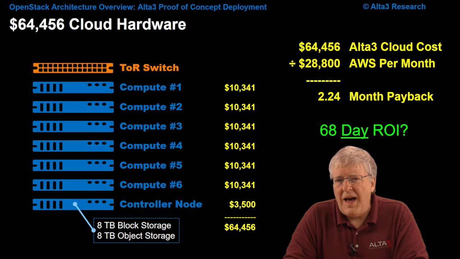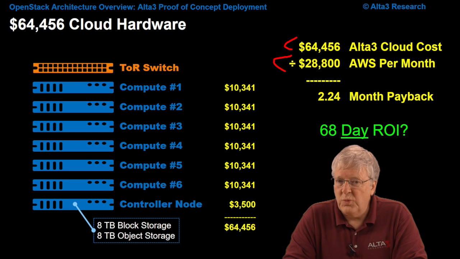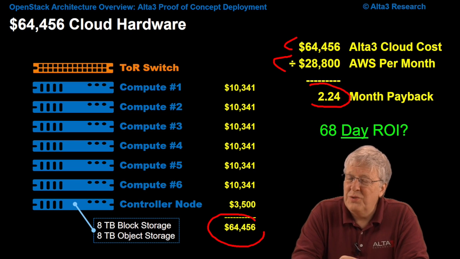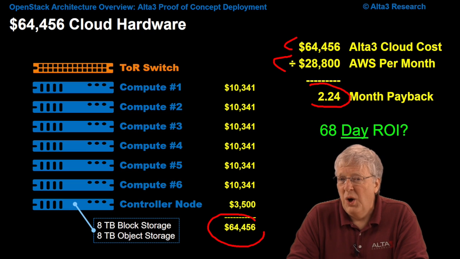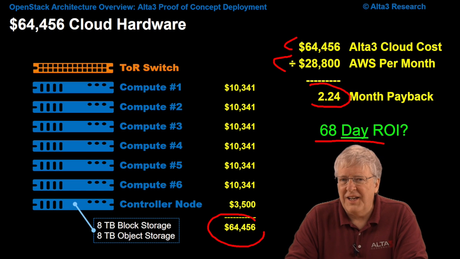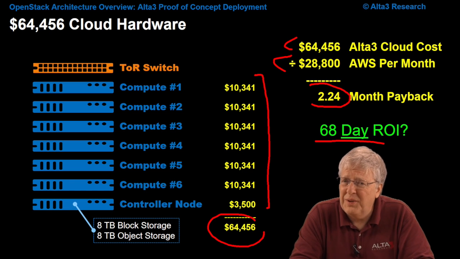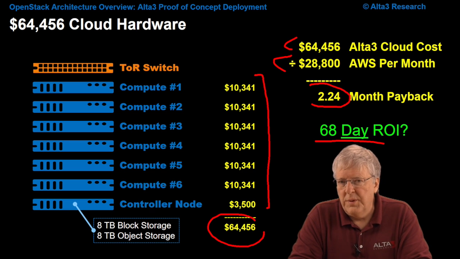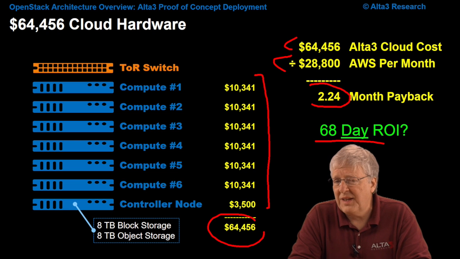So with a little bit of math, calculating that Amazon bill is $28,800 a month, and this one-time cost of an Alta 3 cloud is $64,456, I could calculate quickly. Looks like a 2.24 month payback, or in other words, a 68-day return on investment. That means I could completely throw this cloud away and rebuild it every 68 days. This is crazy. In fact, I doubled down. I checked the math 3 or 4 times before we built our first one, and the math consistently checked out.